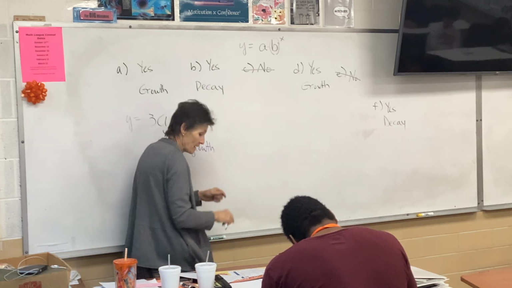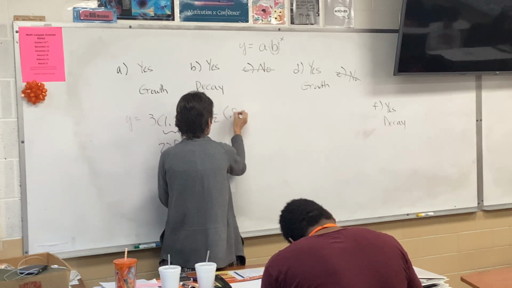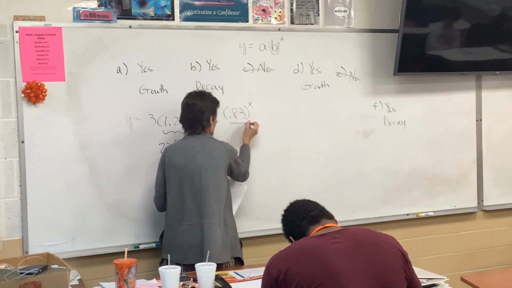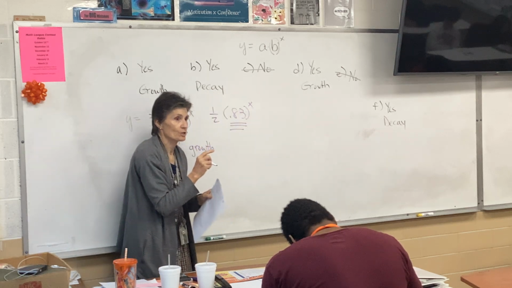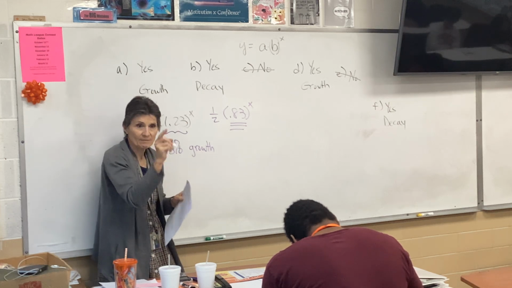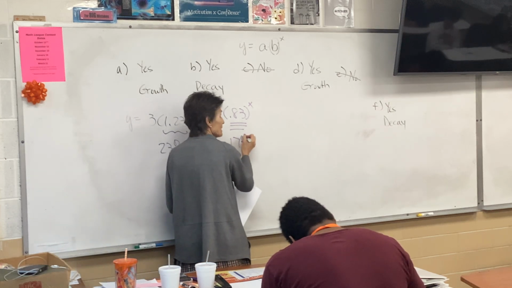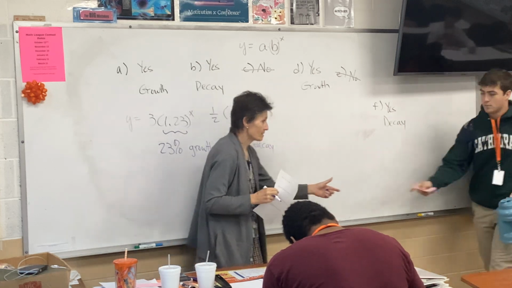So look at the next one, which is this. Now here's the number you're looking at. How much is that less than 1? 17%. So this is 17% decay. Okay, you guys?